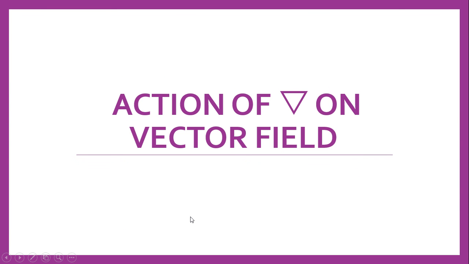The next comes the action of del vector on the vector field. The previous gradient is the action of del vector on a scalar field. So two more are pending: action of del vector on a vector field, one is the dot product and another is the cross product. Let us see these actions of del vector on the vector field in the next class.